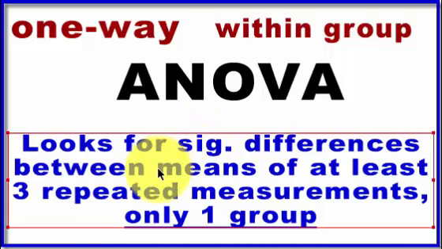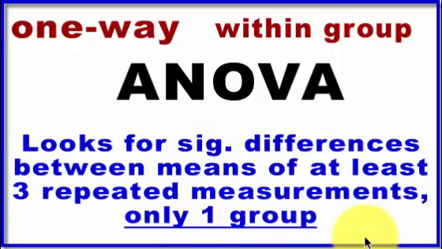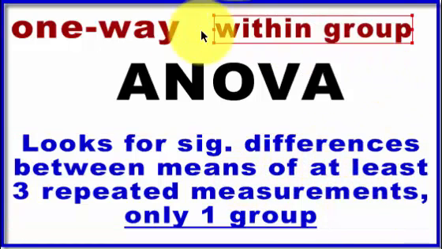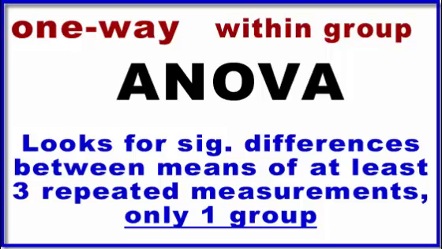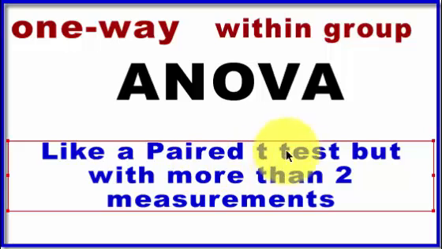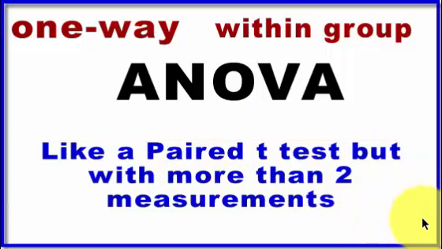This one only has 1 group, okay? It's just like the paired t-test, but instead of 2 repeated measurements, you have more than 2, 3 or more repeated measurements. That's what we call a within group ANOVA, okay? Again, it's like a paired t-test, but it has more than 2 repeated measurements. Usually with repeated measures or within groups, there is a factor of time in there. Not always, but normally.